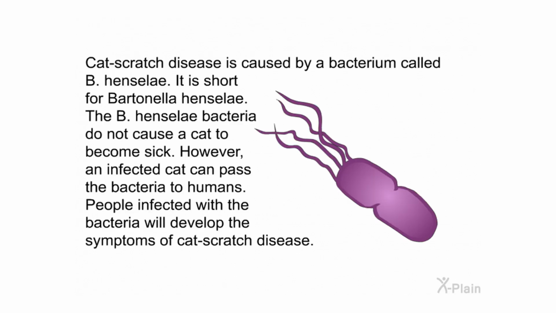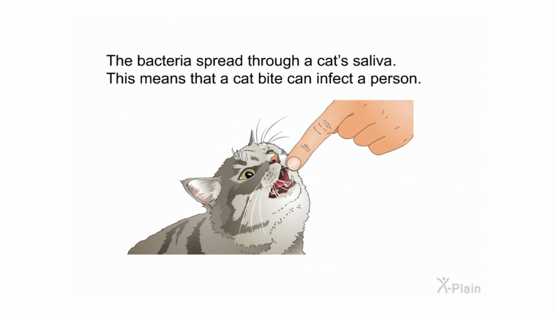Causes. Cat scratch disease is caused by a bacterium called B. henselae. It is short for Bartonella henselae. The B. henselae bacteria do not cause a cat to become sick. However, an infected cat can pass the bacteria to humans. People infected with the bacteria will develop the symptoms of cat scratch disease.